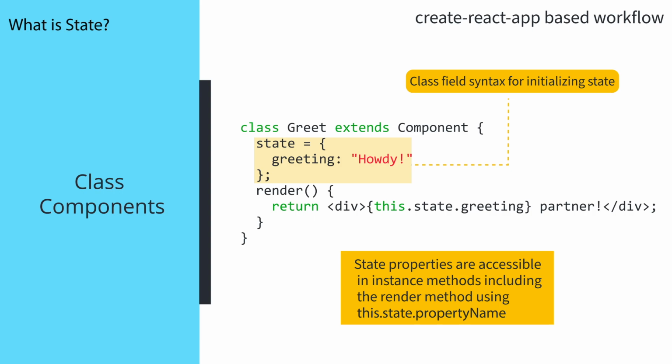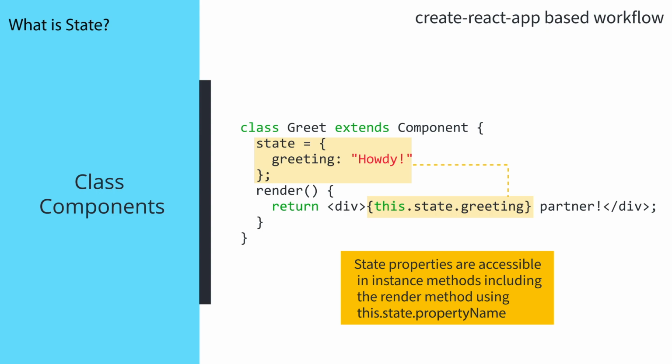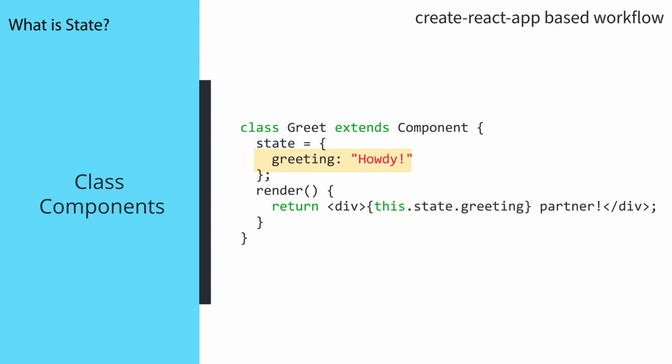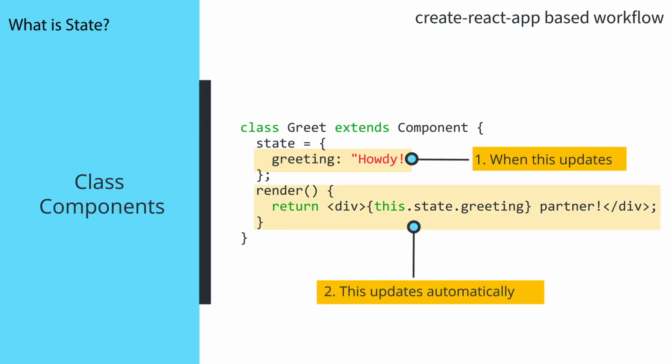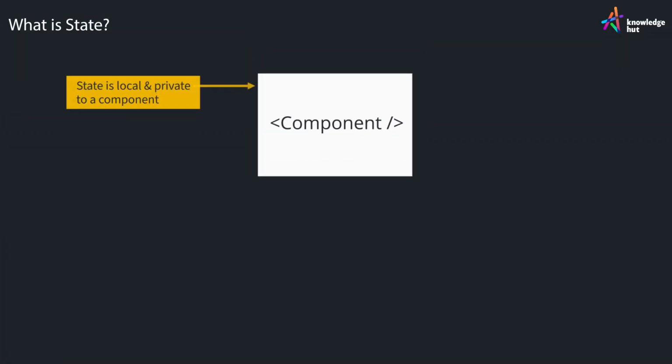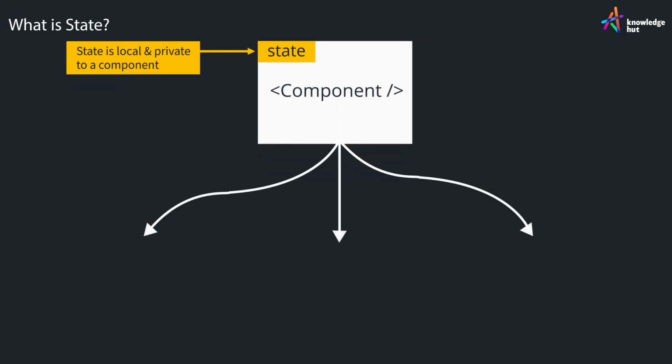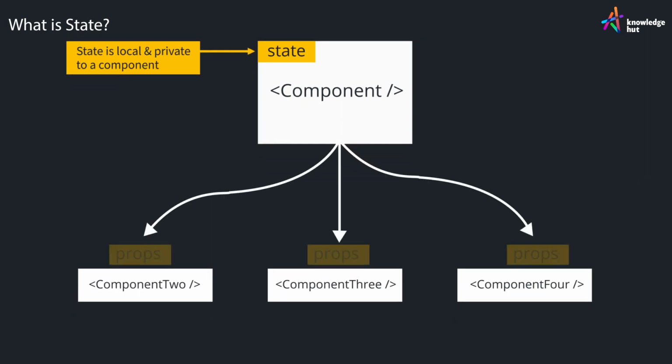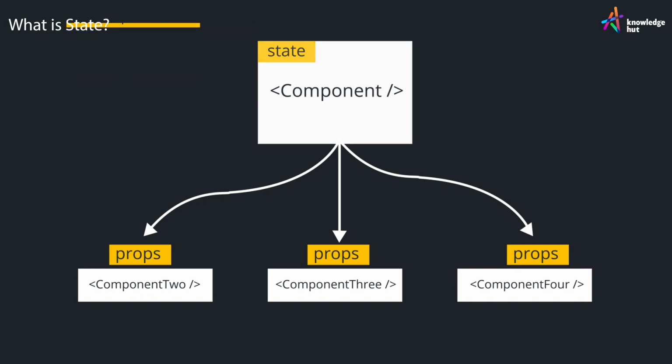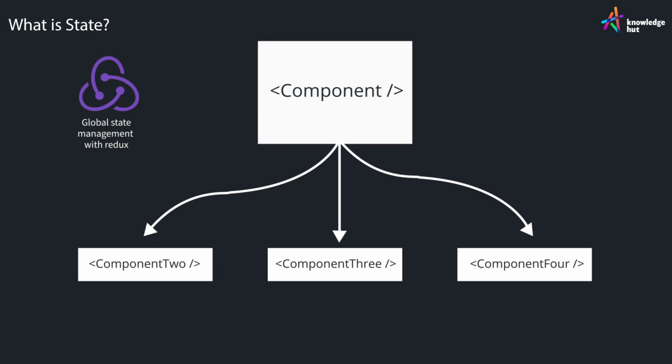These properties are then directly accessible within the class's methods, including the render method using this.state.propertyName. Whenever the value of these variables change, the render method updates automatically, rendering the change on the screen. It is important to note that state is local and private to a component and is not accessible outside a given component. You can share a component's state with another component by using props, but in this case, the other component needs to be a child. In larger applications, we can use other strategies such as a dedicated state management solution like Redux.